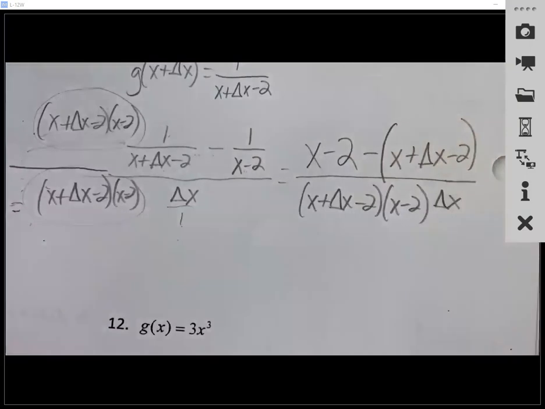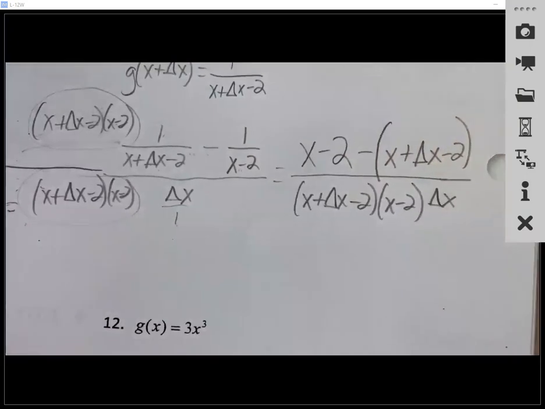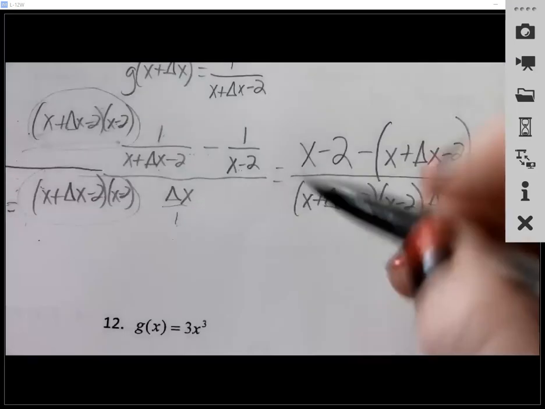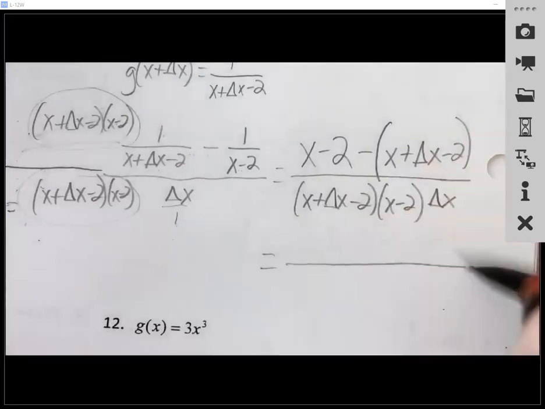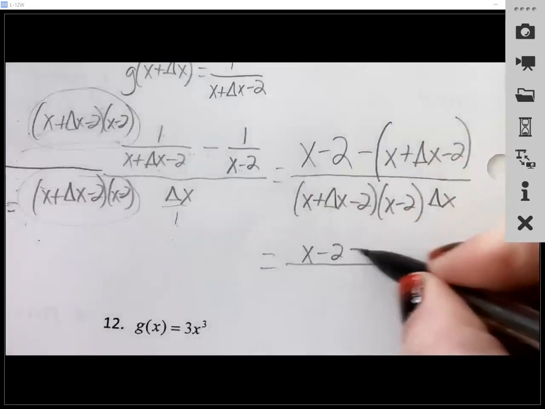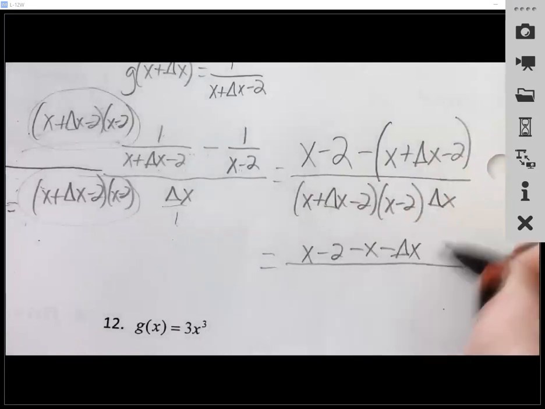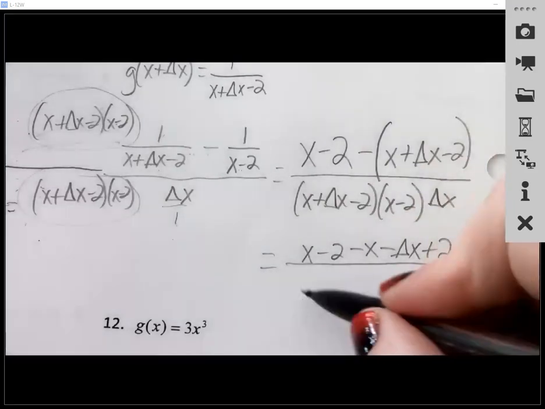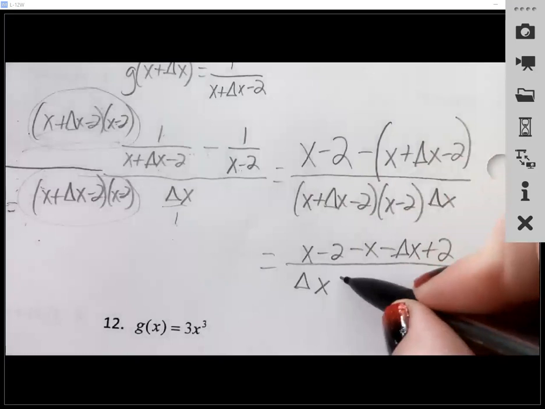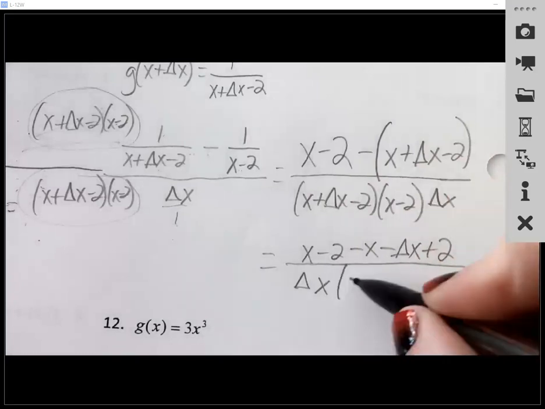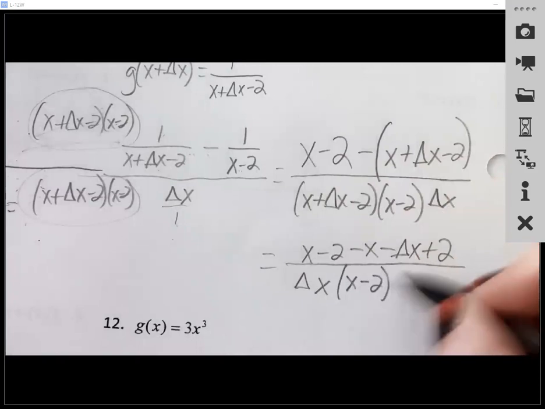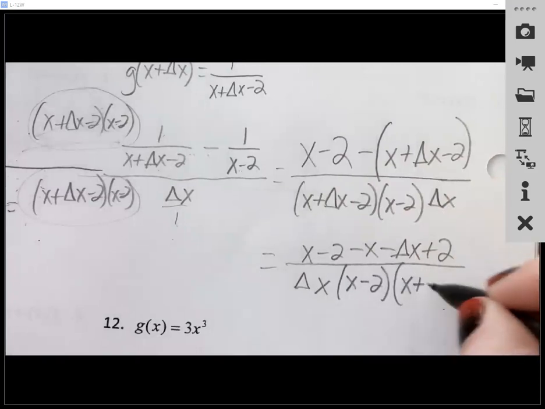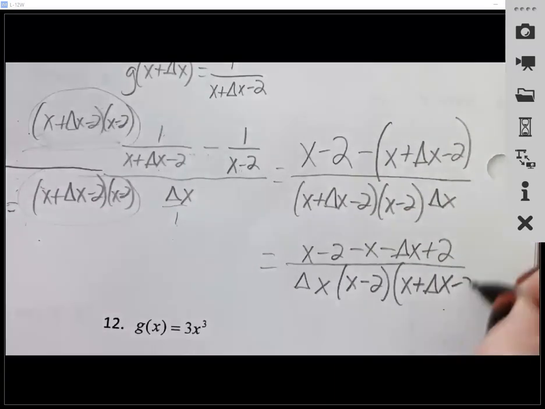Inconvenient, yes. However, now I don't have multiple fractions inside other fractions, so it's at least a little bit better. Now let's see how this thing simplifies. I'm going to have x minus 2 minus x minus delta x plus 2 up top. On the bottom, I'm not even going to bother to multiply all that out because I think things might cancel. I'm just going to reorder them because I like to go from least to greatest in terms of number of terms. Anyway, that just looks better to me.